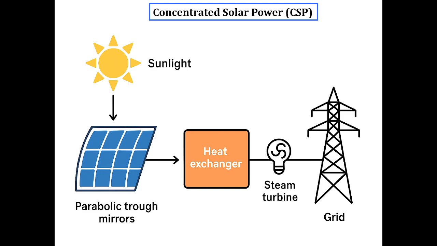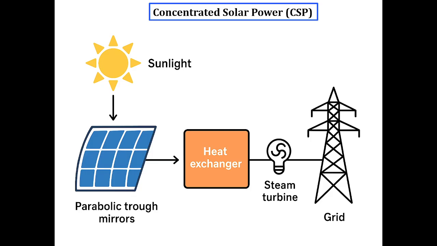The steam drives a steam turbine. The turbine is connected to an electrical generation system, and the electricity is supplied to the grid. The important thing to remember is that CSP uses the sun essentially as a heat source. Therefore, its energy conversion resembles a conventional thermal power plant, except that the heat comes from concentrated solar radiation rather than combustion of fossil fuel.